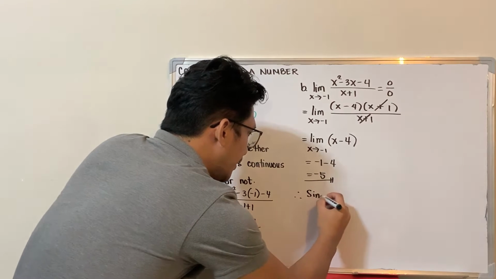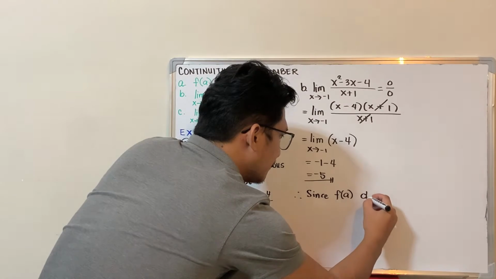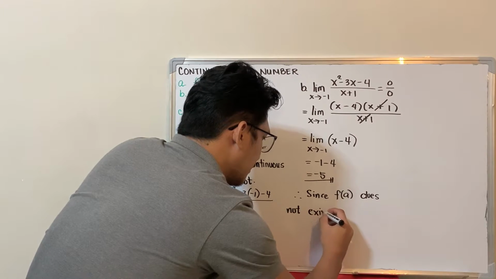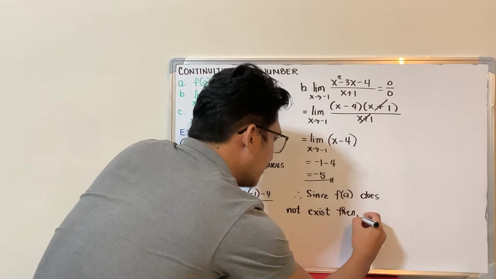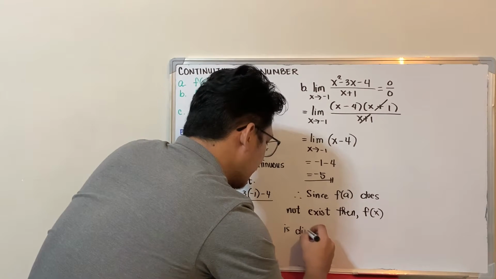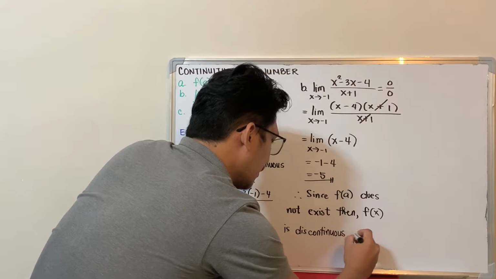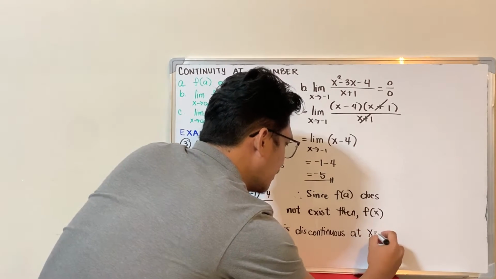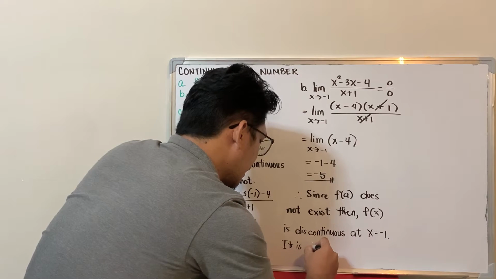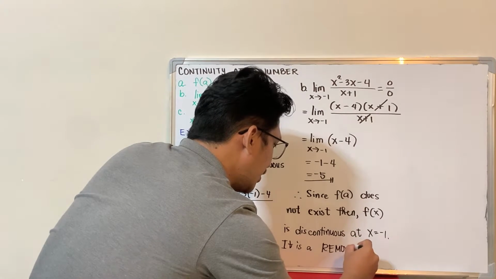Okay? So again we say, since f of a does not exist, then f of x, or the function, is discontinuous at x equals negative 1. It is a removable, okay, the term, guys, is removable discontinuity.